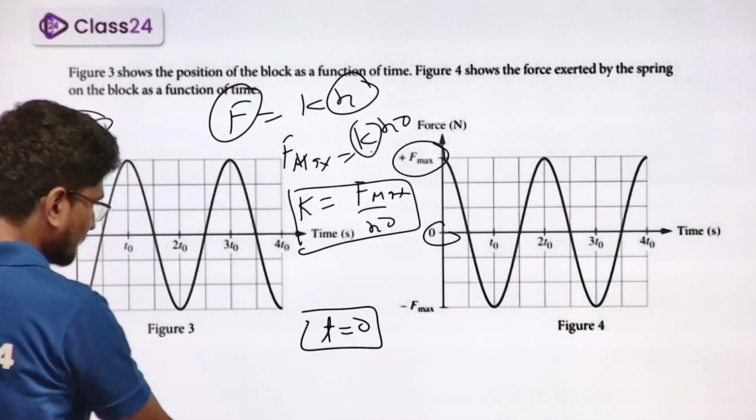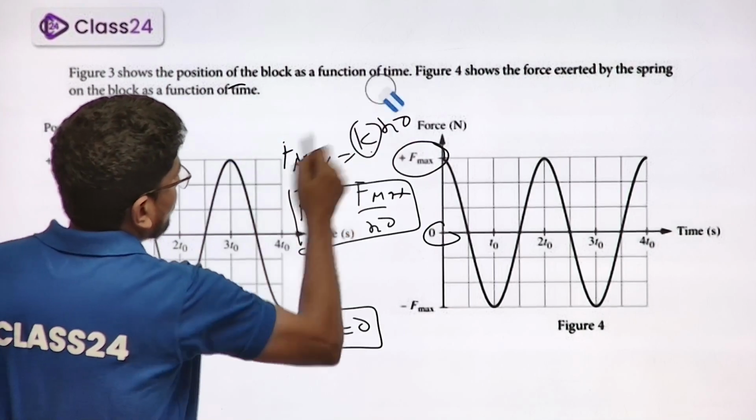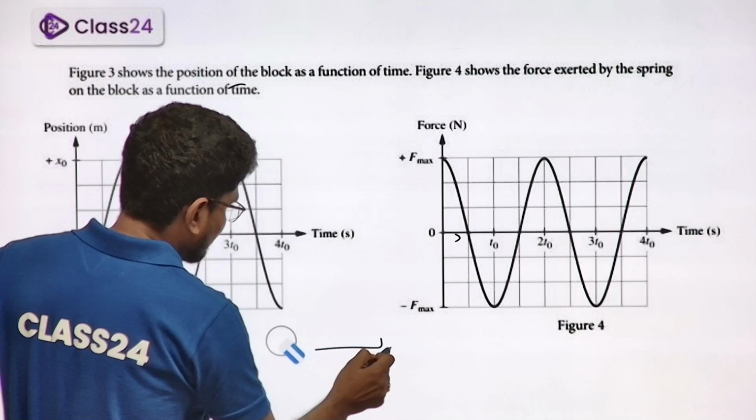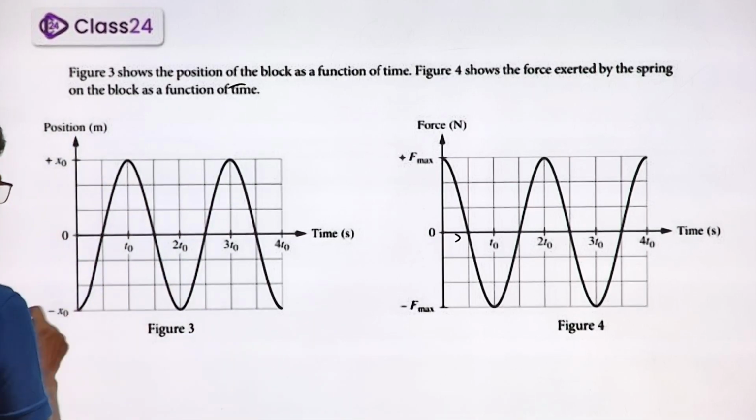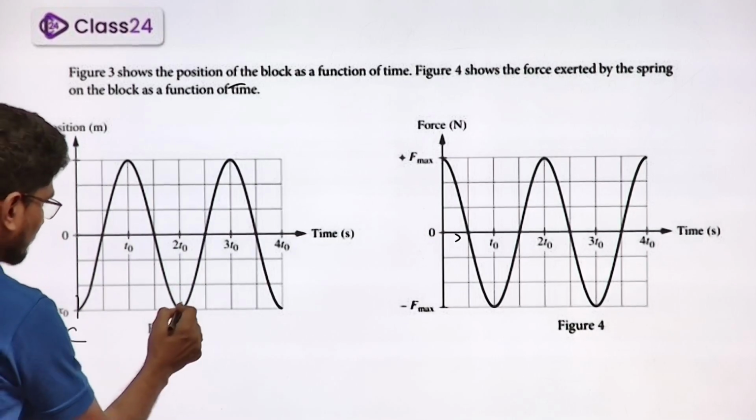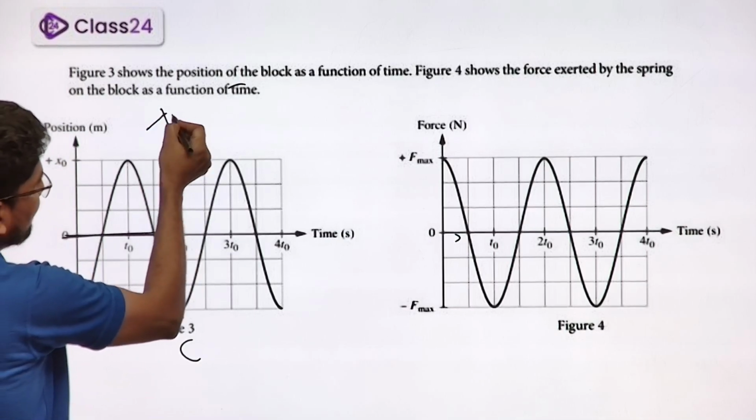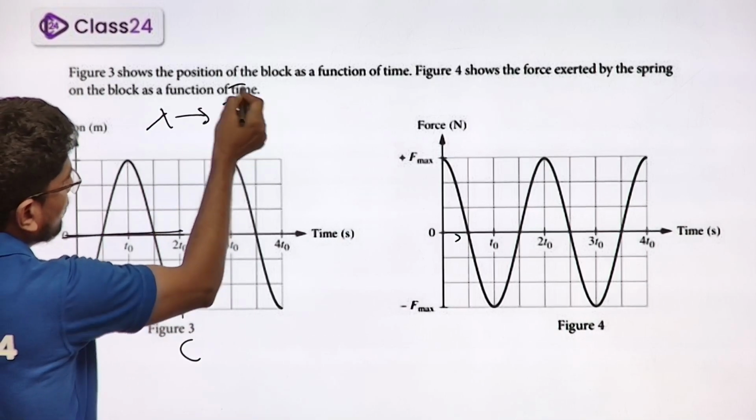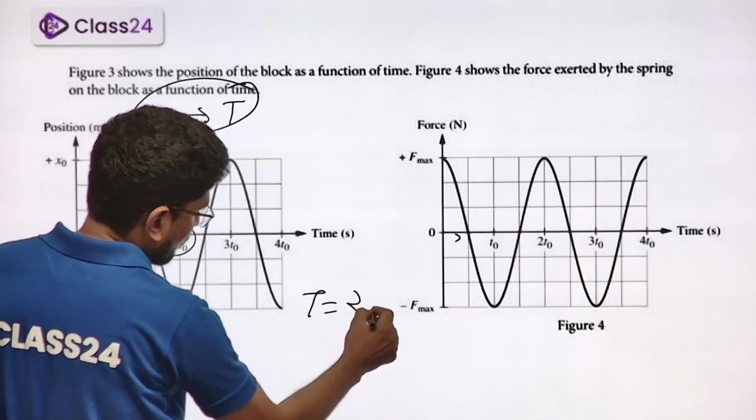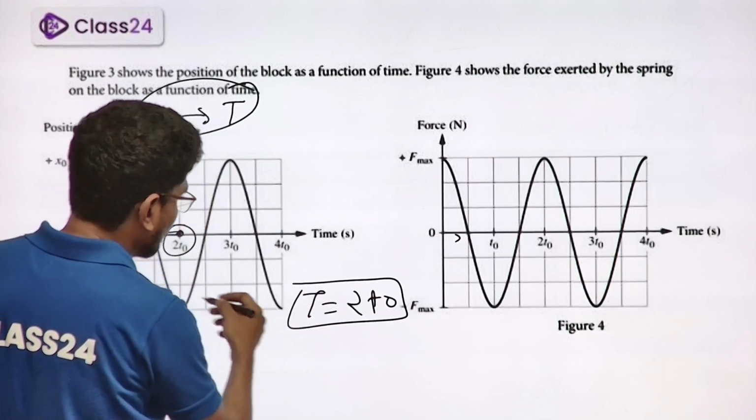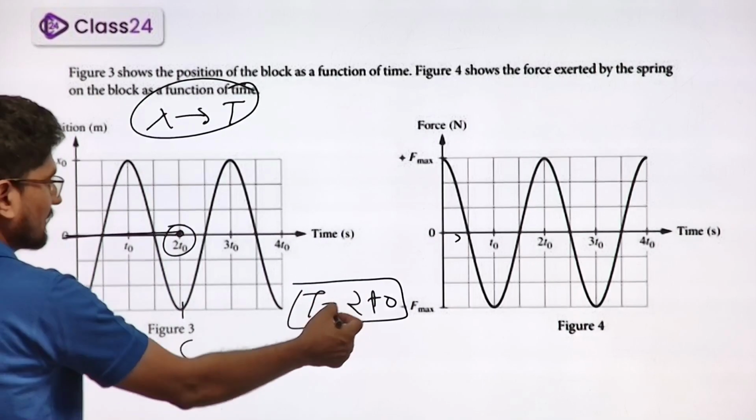By seeing this graph, we know the wavelength is the distance of a complete wave, between two consecutive crests. So that is crest to crest, so that is a complete wave. And to travel a wavelength lambda, it takes the total time period T. So the time period is 2 t naught. So now we got that the total time period in this graph is 2 t naught.